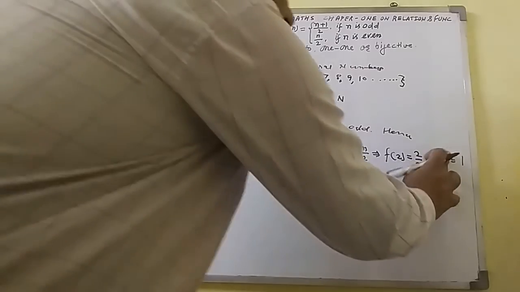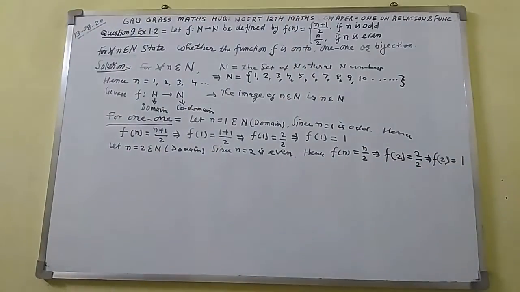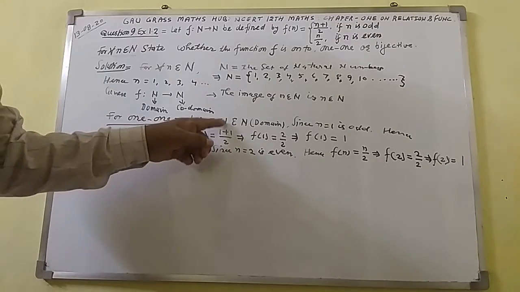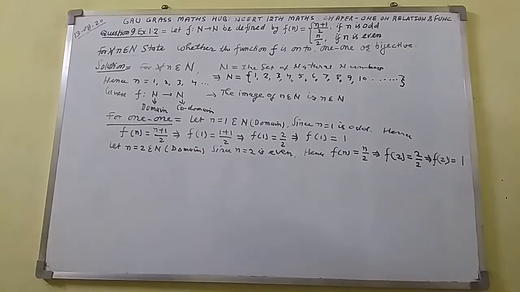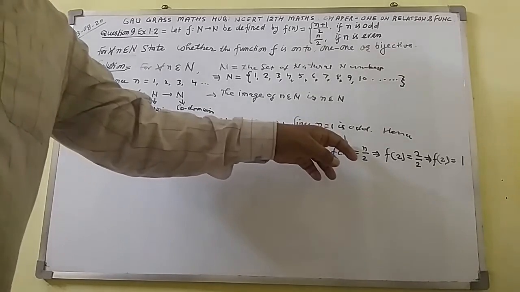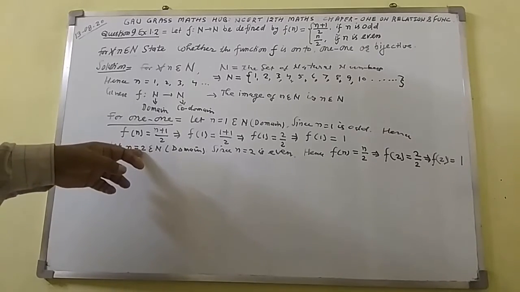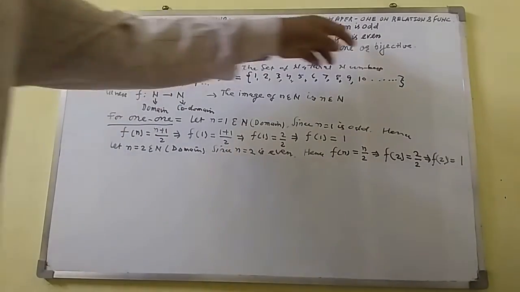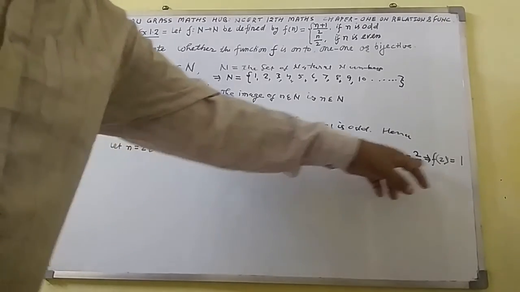f2, here you will get f2 equal to 1. So here I have let n belong to capital N, the domain. So I have got image of 1 equal to 1. If I take n equal to 2, 2 is here even. So I shall take the even function here, f(n) equal to n by 2. Image of 2 will be 1.